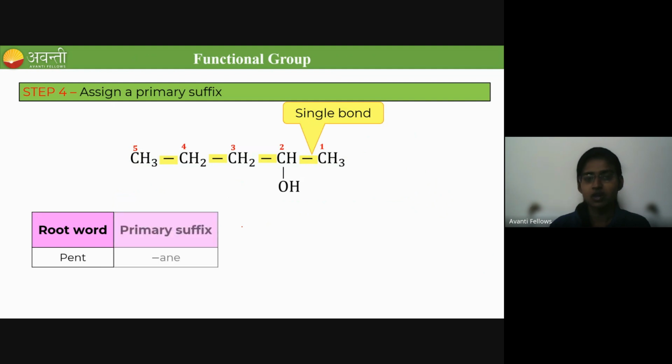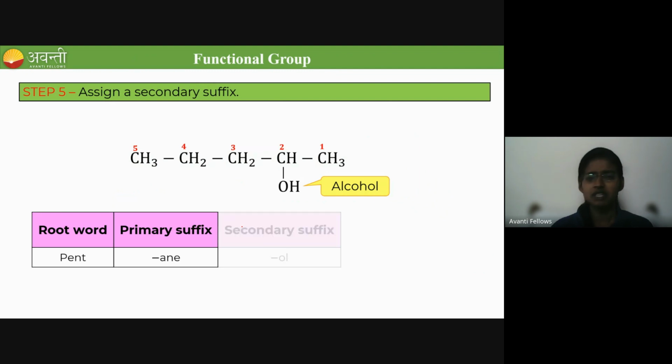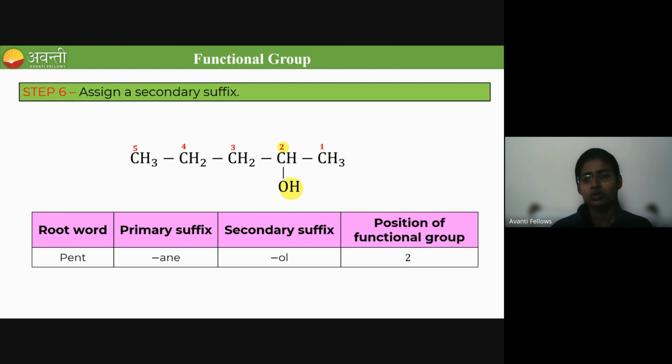The primary suffix is alkane, since the compound contains only carbon-carbon single bonds. The secondary suffix is OL, and the functional group position is 2. So what I have to do is, in the primary suffix, remove the E and replace that E with the secondary suffix, that is OL. So the IUPAC name will be pentan-2-ol. Here pent is the root word, AN is the primary suffix and OL is the secondary suffix.